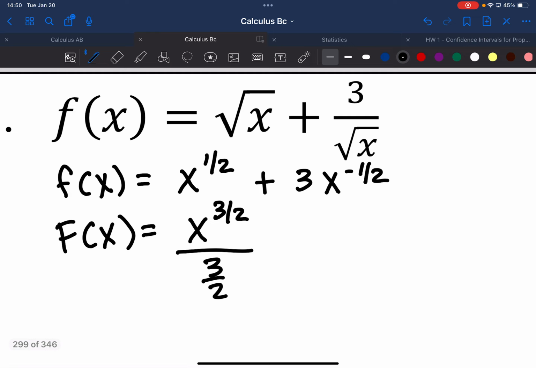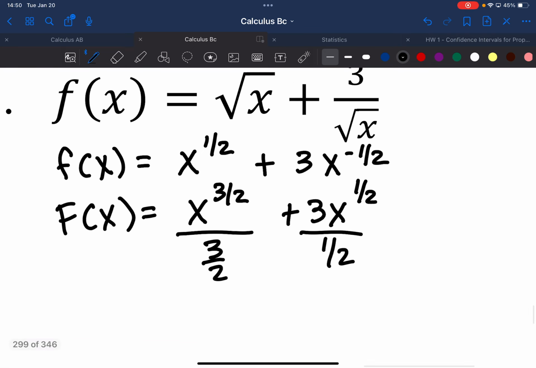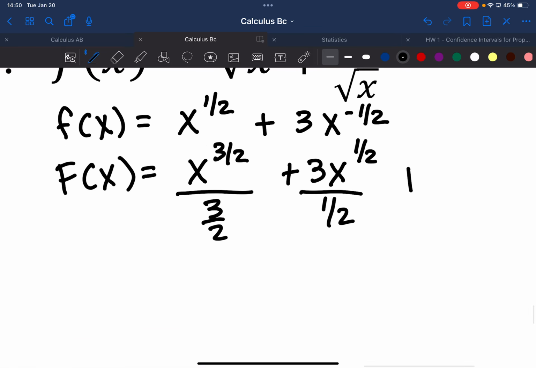Okay, so then next I have plus 3x to the 1/2, because if I add 1 to that -1/2, I'm left with a positive 1/2. Divide by 1/2. Okay. Plus c. So I'm just going to rewrite this to make it look nicer. If I divide by a fraction, that's the same as multiplying by its reciprocal. So this is 2/3 x to the 3/2.